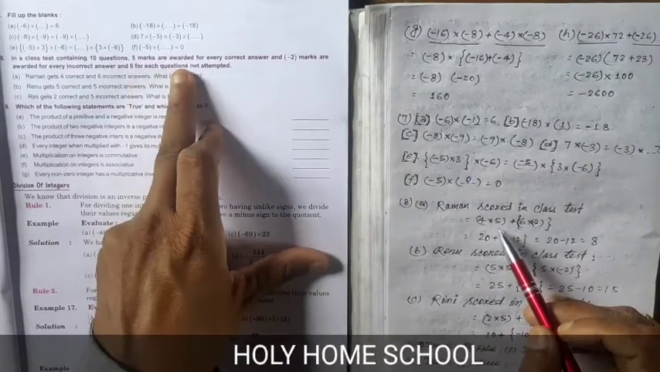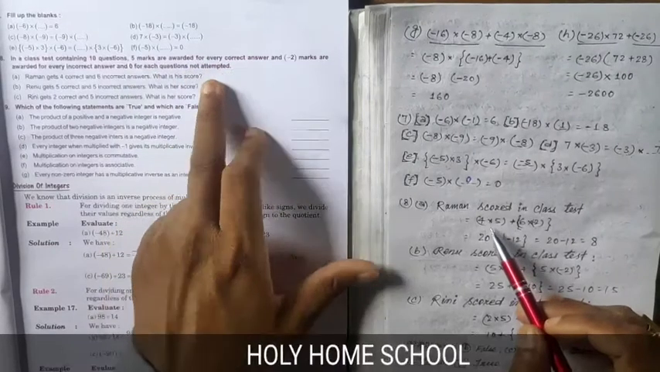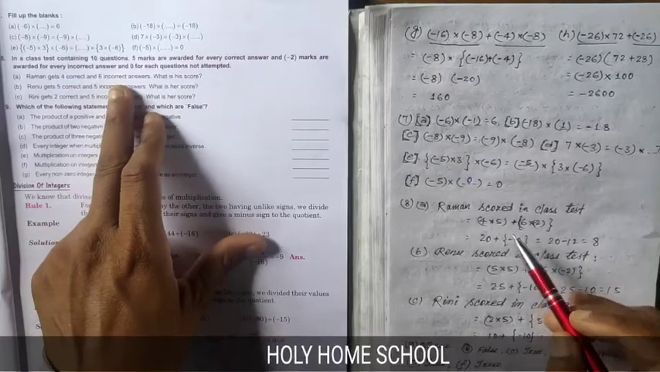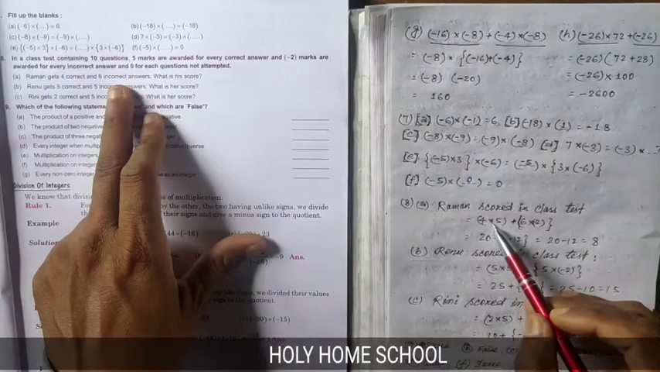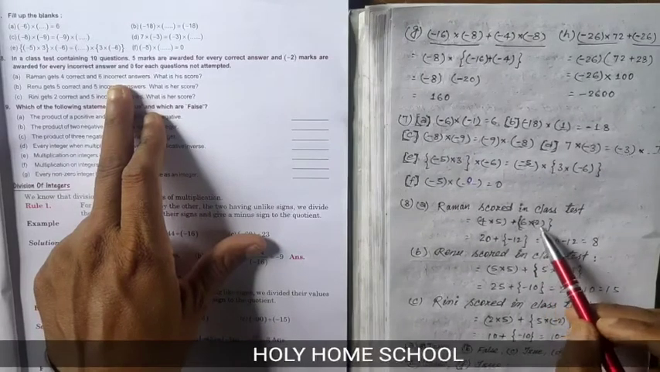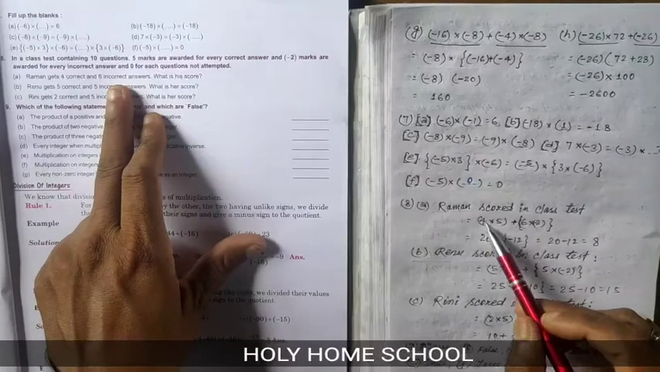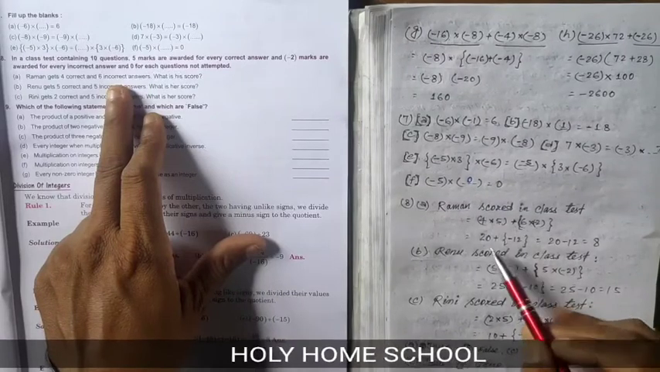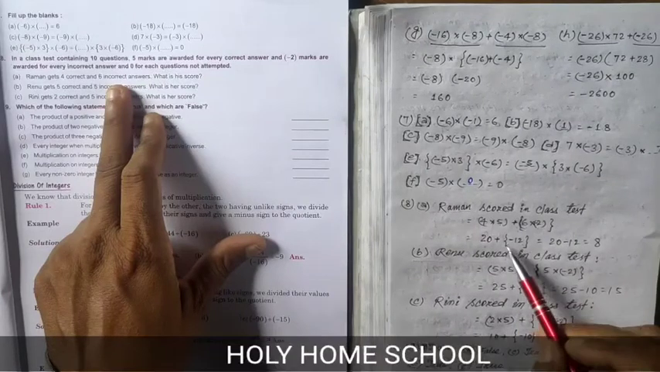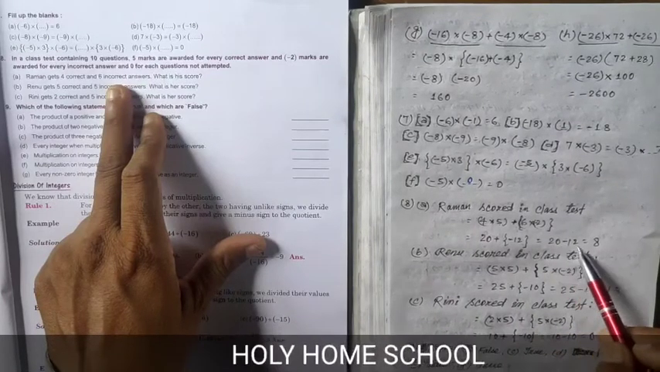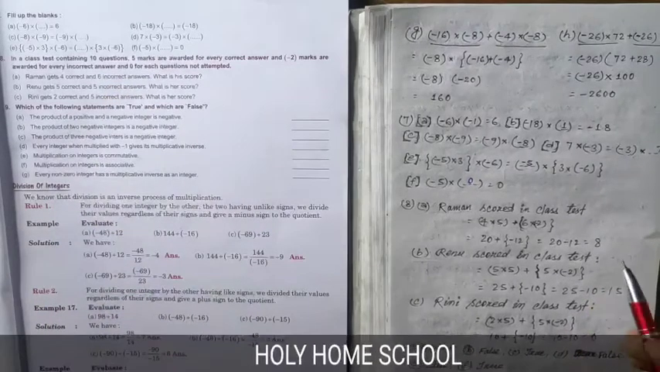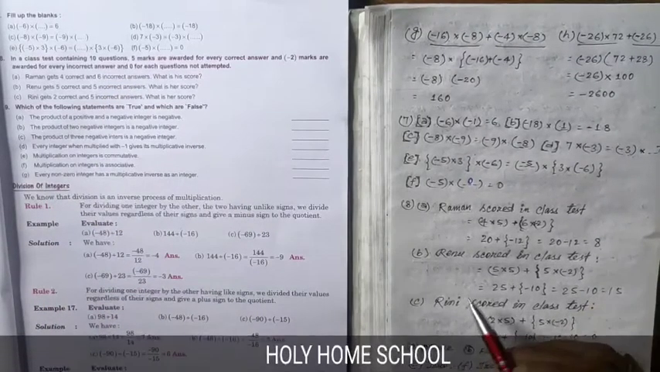Raman scored in class test. Given 5 marks awarded for every correct answer, and Raman gets 4 correct and 6 incorrect. 4 correct, 4 multiply 5 marks, plus 6 incorrect, 6 into minus 2. That will be 4 into 5, 20, 6 into minus 2, minus 12. So 20 plus minus 12 equal to 20 minus 12 equal to 8. It means total scored by Raman is 8.